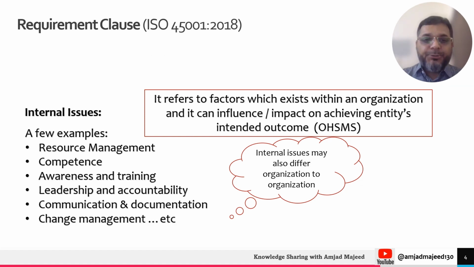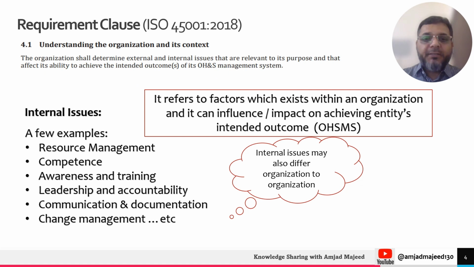Now the internal issues. Internal issues are those areas or factors which exist within an organization, and the organization has direct influence or control over them. And those issues, if not managed, can jeopardize the overall intended outcome, the occupational health and safety of the organization. So again, I have taken a couple of examples here.